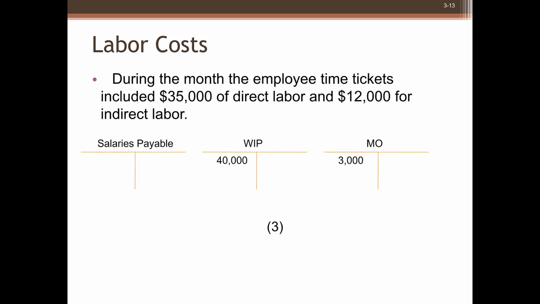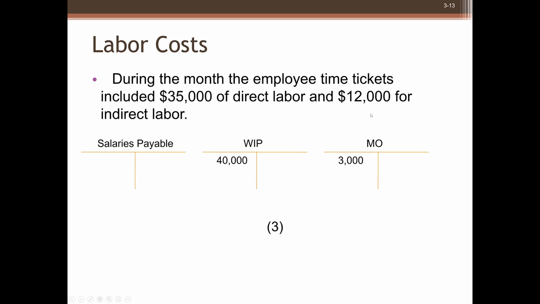Let's take a look at the example. During the month, the employee time tickets included 35,000 of direct labor and 12,000 for indirect labor. For direct labor, we debit work in process and we credit salaries payable. For indirect labor, we debit manufacturing overhead and we credit salaries payable.